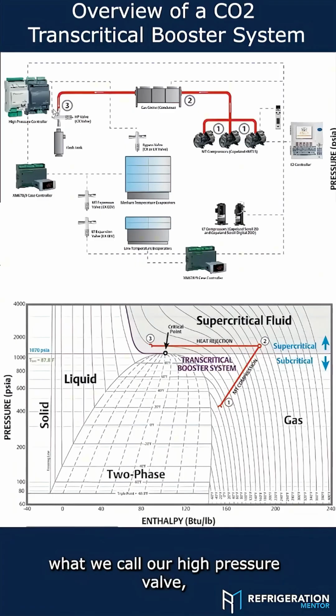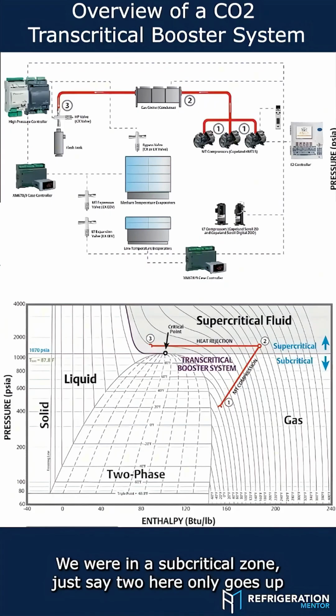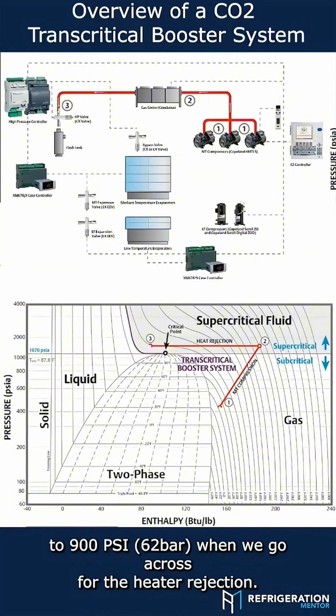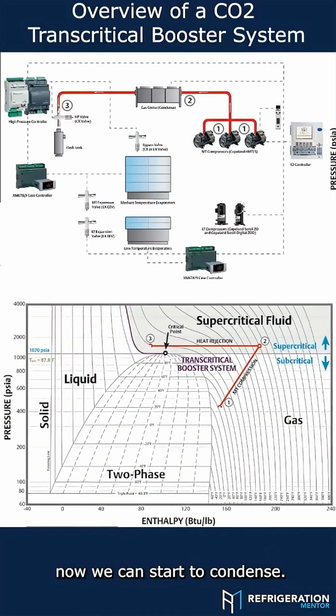We go into what we call our high pressure valve. Something very unique about CO2, we have these high pressure valves, which reduce the pressure from this high, like 1,000, 1,100, 1,500 PSI, all the way down to 500. So that valve is like a metering device, but it has other functions as well. When we're in a subcritical zone, just say 2 here, it only goes up to 900 PSI. When we go across for the heat of rejection, we get into the 2-phase zone. We're in subcritical. Now we can start to condense.